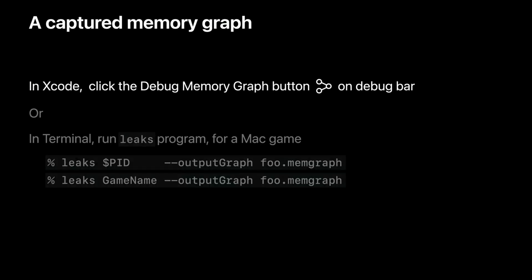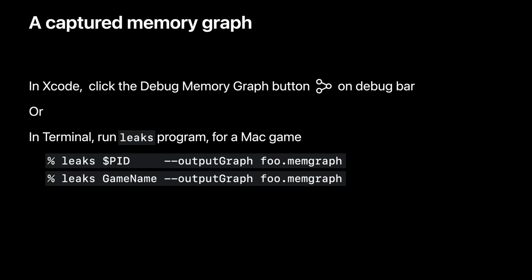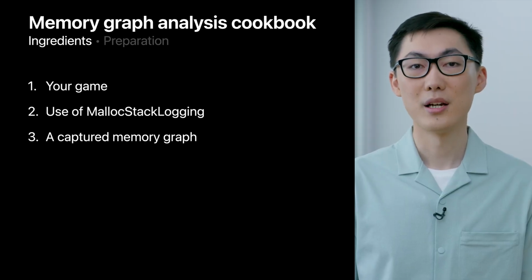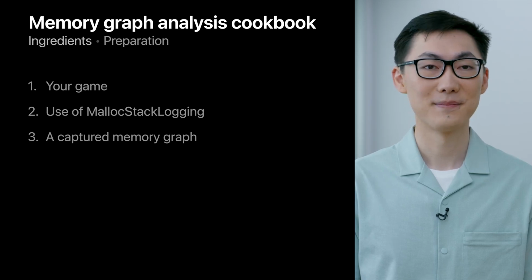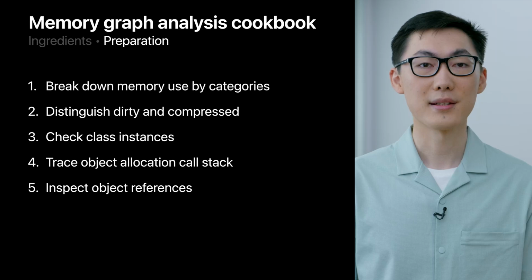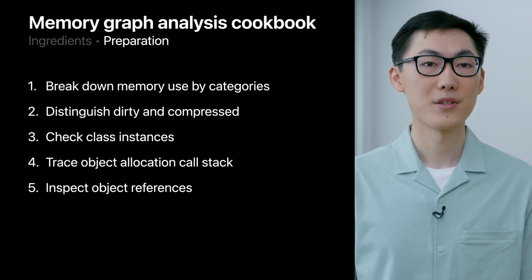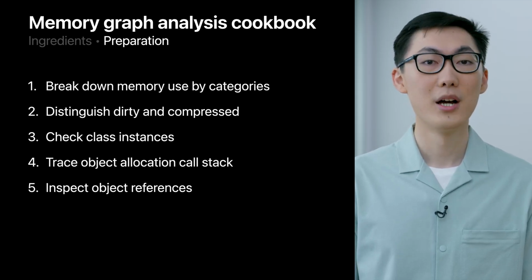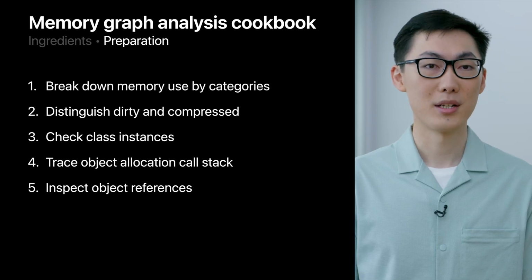For a Mac game, you can also capture a memory graph with the leaks command line program using process ID or name. This means you could do it remotely in a secure shell, so the cursor stays in the game in case your game is running full screen and needs to stay in focus. So that's what you need to start memory graph analysis. Now it's time to examine this memory graph using Xcode Memory Debugger plus some versatile command line tools in terminal to find out allocations, footprint, and even more.